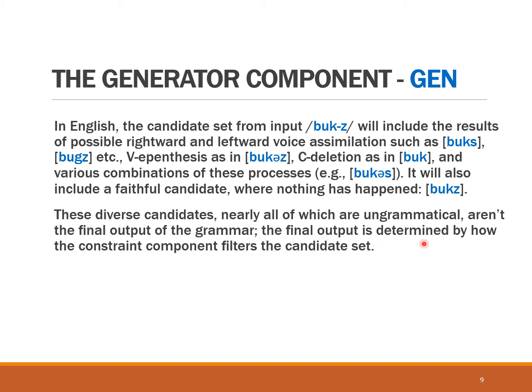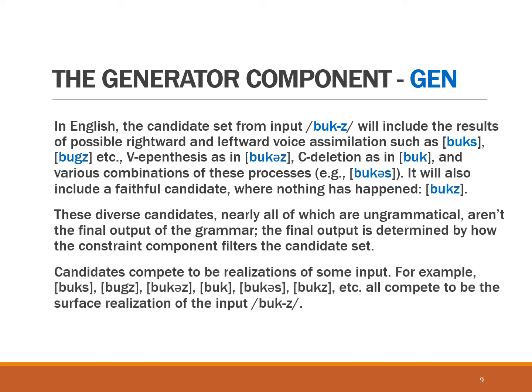The final output is determined by how the constraint component filters the candidate set. So this is important. The Gen component only generates the candidate sets. Then it supplies those candidates to the Eval component. Now, how the Eval component will result in the output structure, that is the most favored optimal candidate, that depends on the constraint ranking, and that is not the job of the generator component. Generator only generates the candidate set.